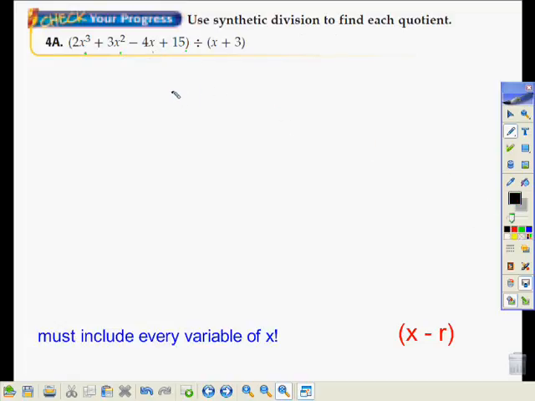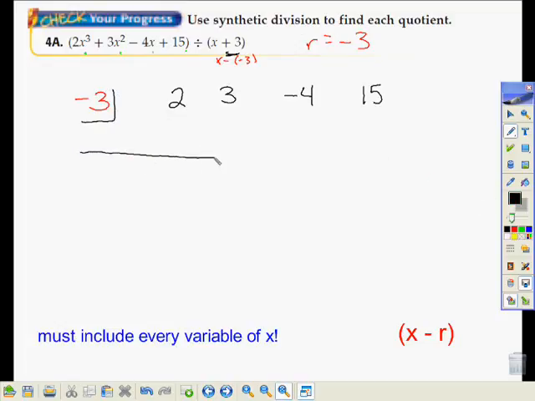I'm going to write their coefficients. I had a 2, a 3, a negative 4, and a 15. Over here, this was supposed to be our minus 4. And so if we look at our r in this one, it should be the negative 3, because I would want a negative 3 here to get a plus. And so over here, I'm going to use a negative 3. We get a bar here. Remember, the last term is going to correspond with our remainder, so we want to separate that.